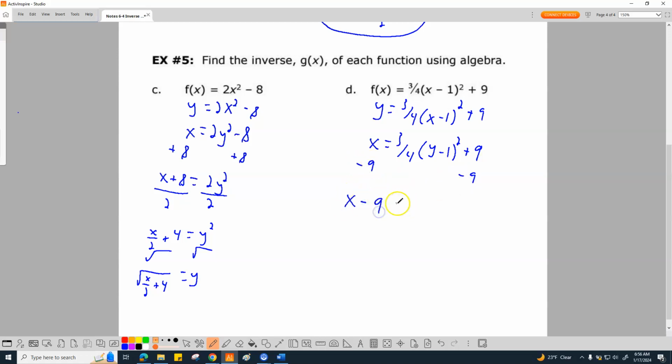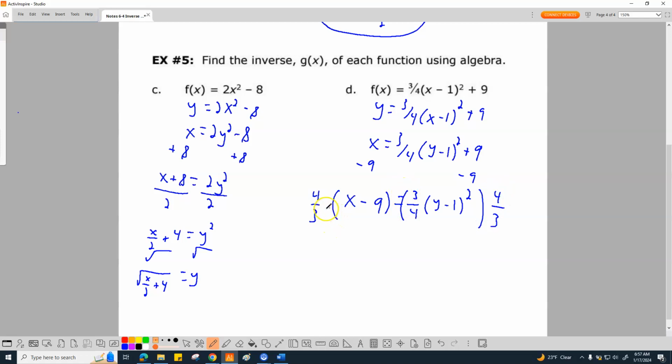So here we go. X minus 9. You see I moved the 9 over. That's the order of operations here. Leaving you with this, minus y minus 1 squared. I got to get rid of this 3/4. To get rid of a fraction, you're going to multiply both sides by 4/3. That's how this works. You flip it and multiply. And again, that is straight up rules of fractions.